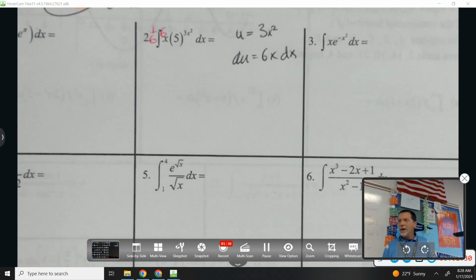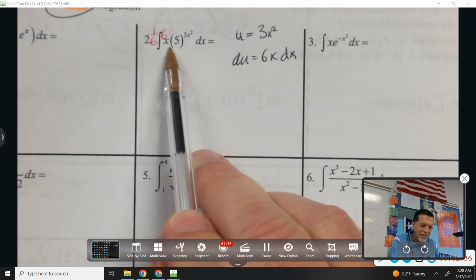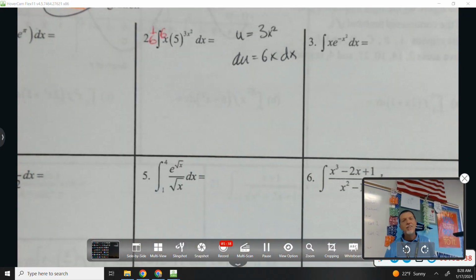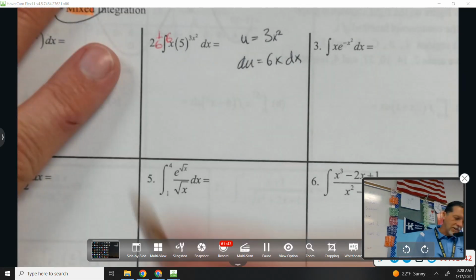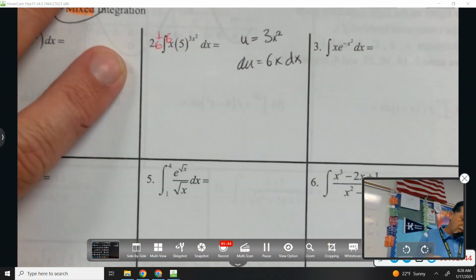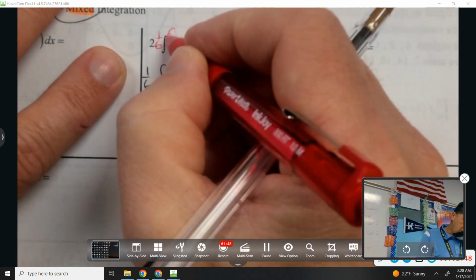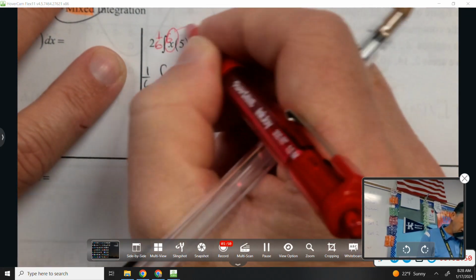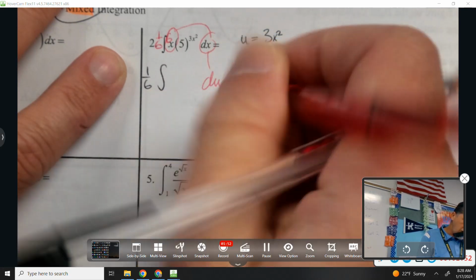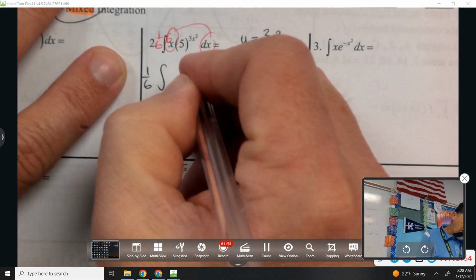You can spawn any constant you like in there, but do not stick x's in there. You can't be like, oh, I need an x, let me put an x inside and an x outside. You can't do that. So numbers fine, constants fine, variables don't do that. Okay, so 1/6, the 6x and the dx, that makes du, and then I've got 5 to the u.